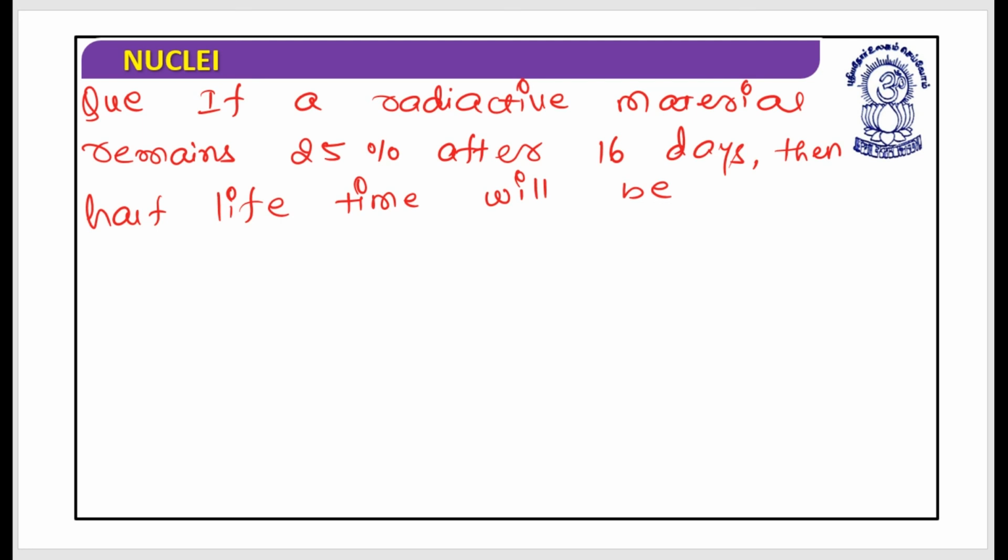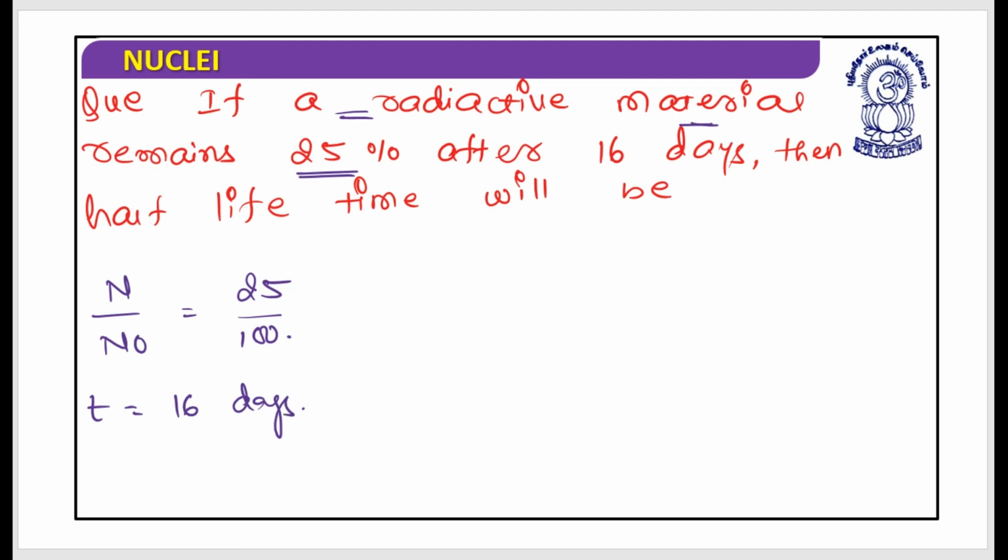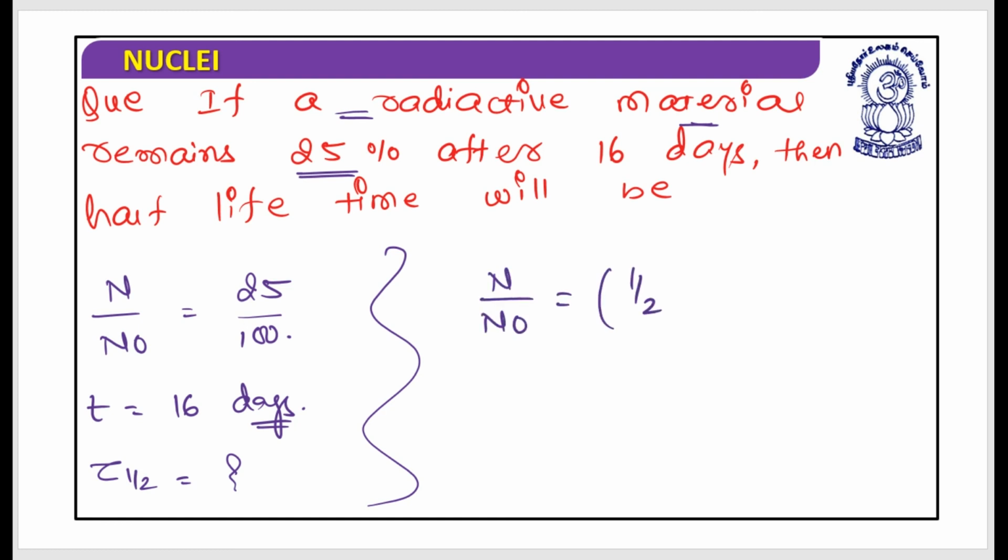What they have given is that a radioactive material remains 25%. So basically, n by n naught is equal to 25 out of 100. And this happens after 16 days. So they want to find out the half-life time, the tau half that is required. What we understood is n by n naught is equal to 1 by 2 to the power n. This is 1 by 4, which is 1 by 2 squared, so n equals 2.